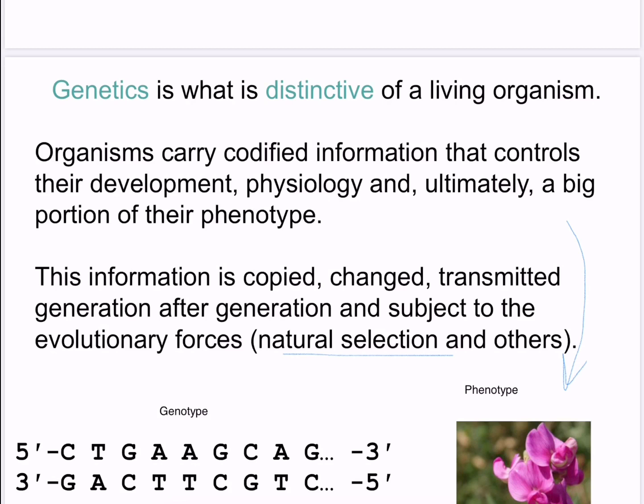When organisms carry codified information, it leads to many cool observable features in one's genotype. And this information can then be changed from generation to generation due to many evolutionary forces such as natural selection, mutation, genetic drift, the bottleneck effect, and so much more that you probably learned in other biology courses.